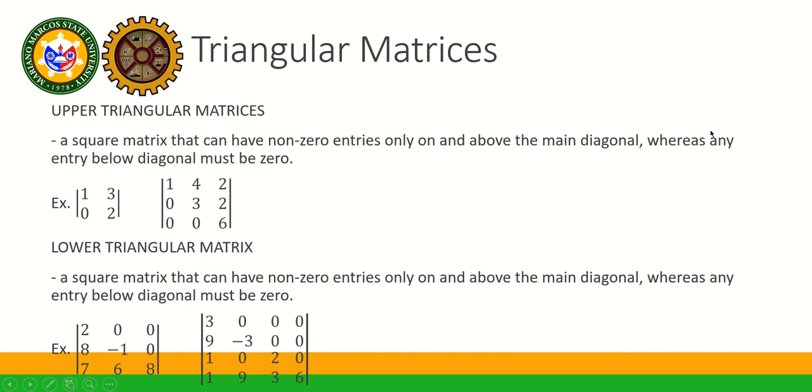Now, we have this triangular matrix. So upper triangular matrices, a square matrix that can have non-zero entries only on and above the main diagonal, whereas any entry below diagonal must be 0. So yung main diagonal na sinasabi niya is this one. This is only applicable for square matrices. Ibig sabihin, yung number of columns mo is equal to the number of your rows. Ayan, ito yung diagonal matrix na sinasabi, or the main diagonal.